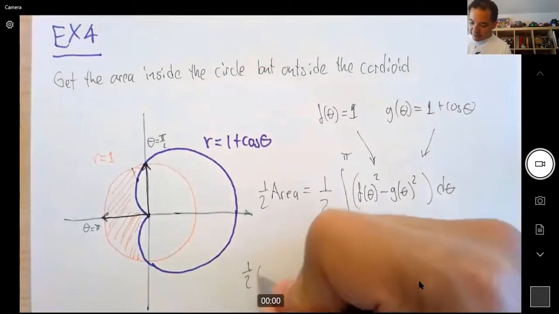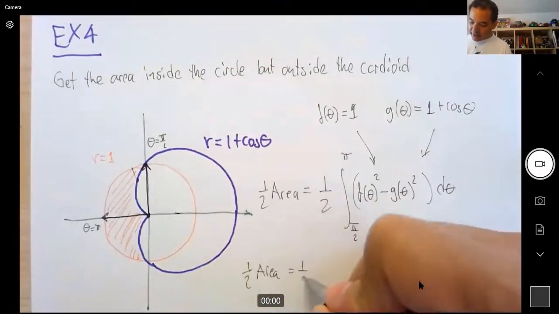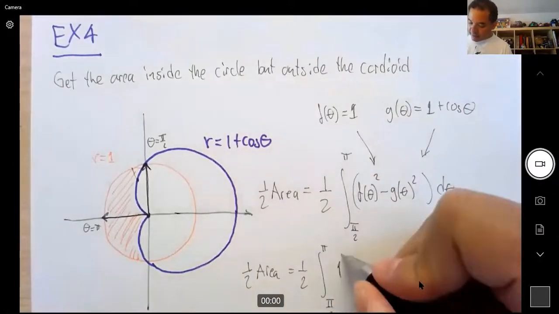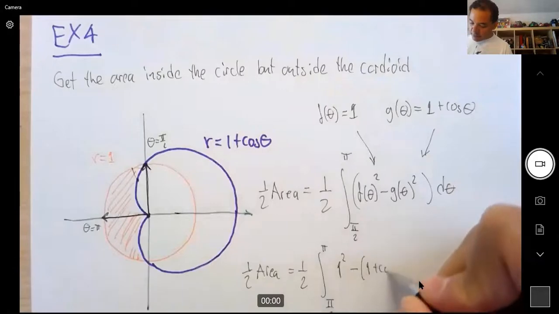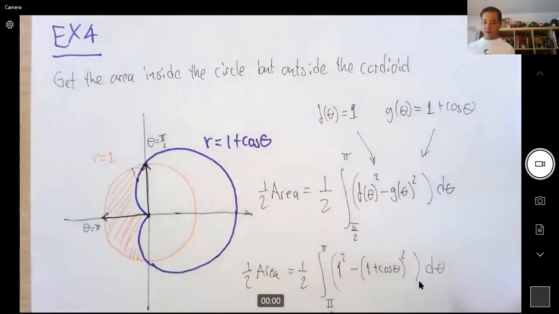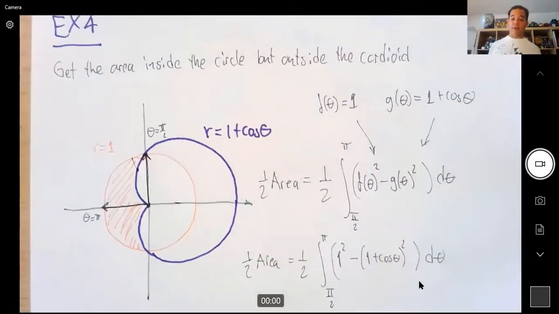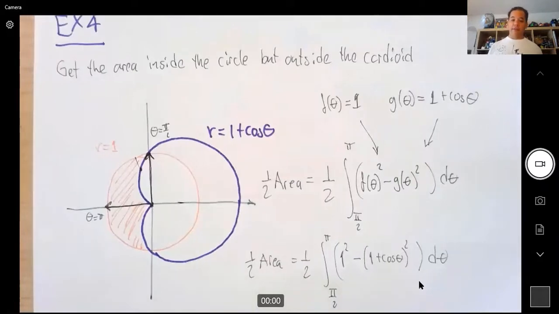So one half of the area that we want is the integral from pi over 2 to pi of 1 squared minus 1 plus cosine theta squared, d theta. All right? We're done. We set up the integral. So all we need to do now is complete that integral to figure it out, and we'll do that by the beginning of next class. And that is almost all that we need to do.